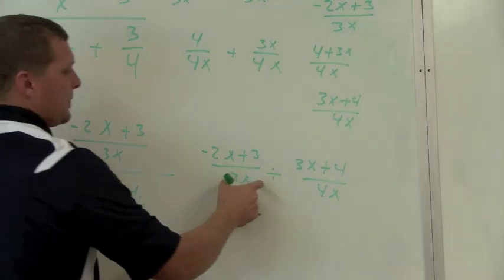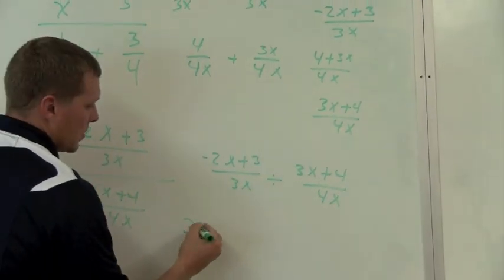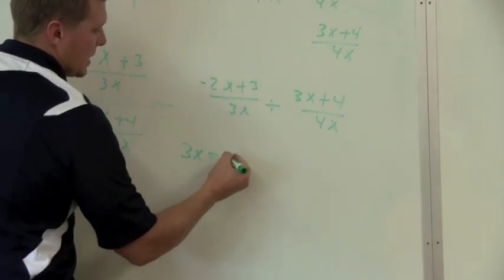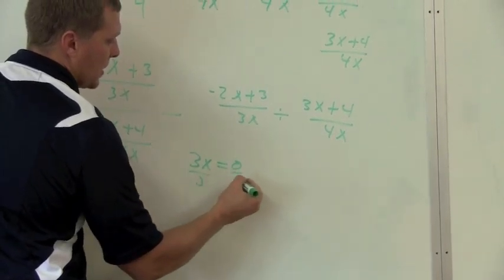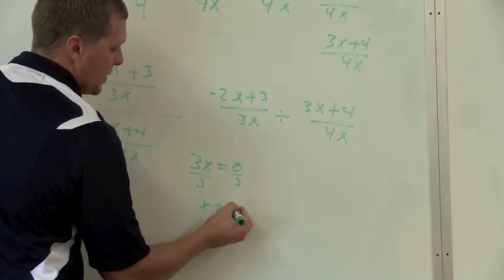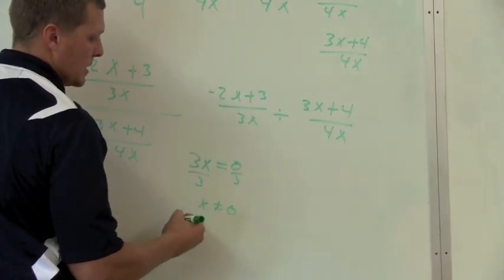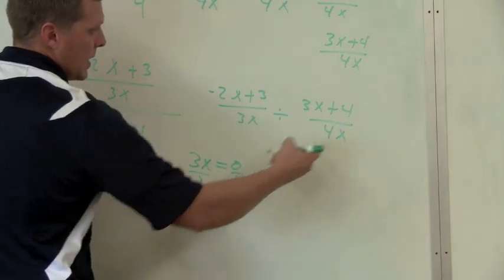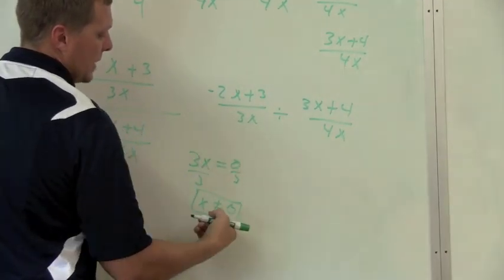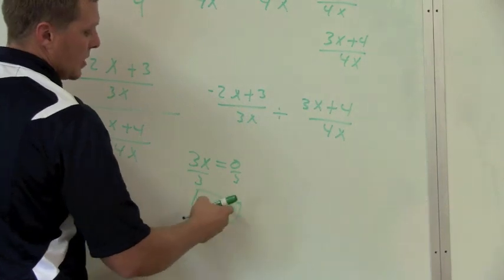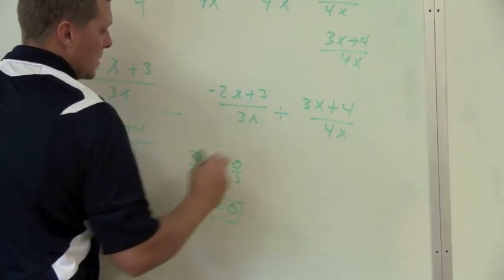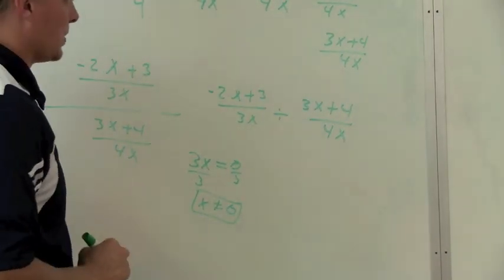Once we get to this point, we can find some restrictions. Well, right now we set our denominators equal to 0. I divide by 3. I get x cannot be 0, because 0 divided by 3 is 0. So there's one restriction. If I do the same thing to here, I get the same thing, that x can't be 0. So it works for both of these. All right, so there's our restriction right now.